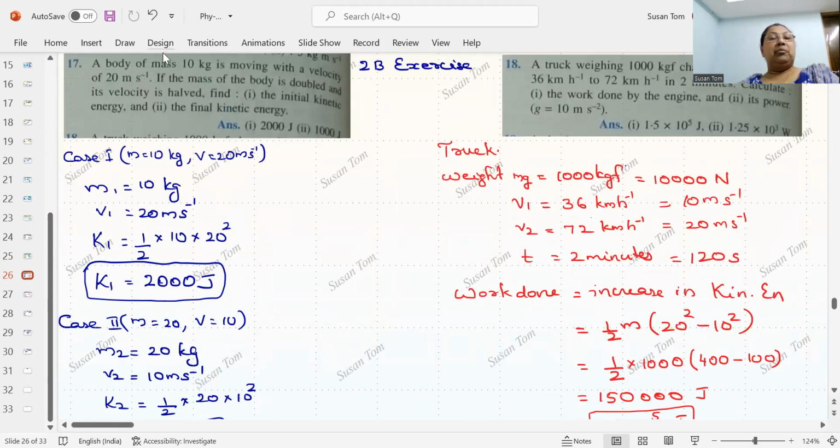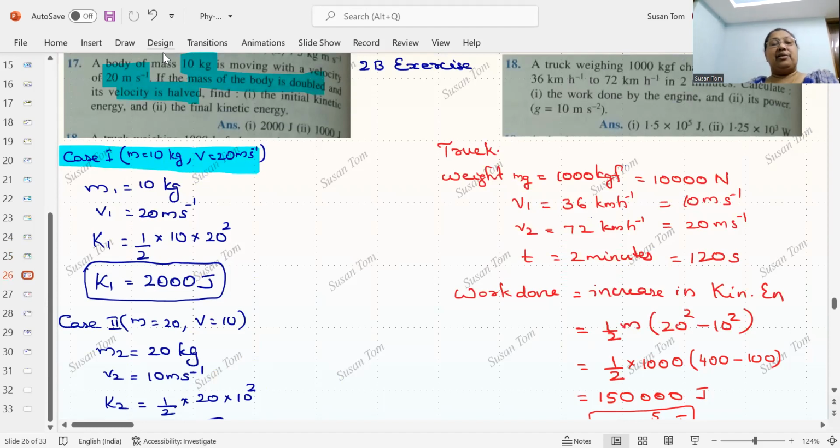Question 17, a body of mass 10 kg moving with a velocity 20 meters per second. If the mass of the body is doubled, remember mass is doubled and velocity is halved. So 2 cases you have to develop. Then find initial kinetic energy and final kinetic energy. Separately you solve, no comparison even. So case 1, mass 10 kg, velocity 20 meters per second. Kinetic energy is half mv square, 2000 joules.